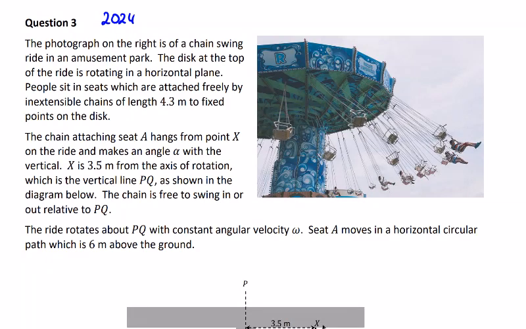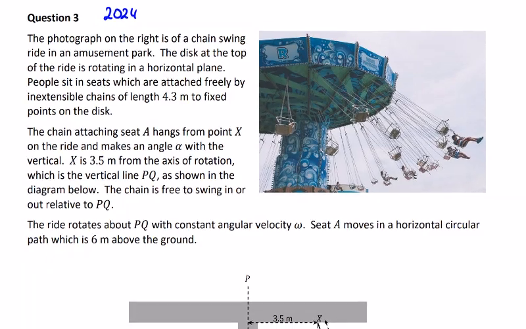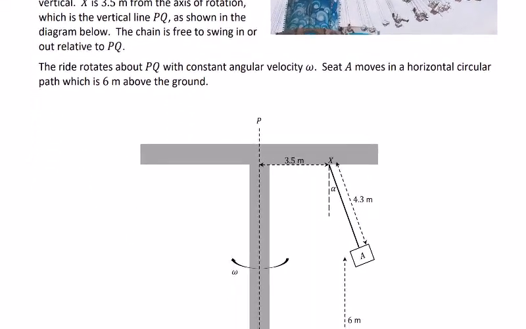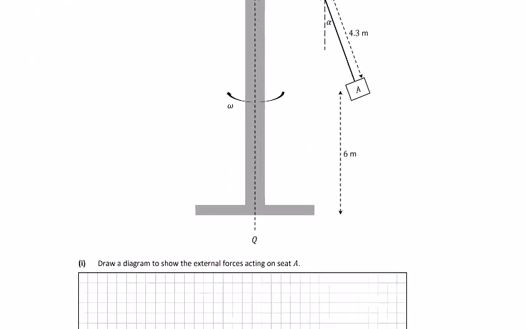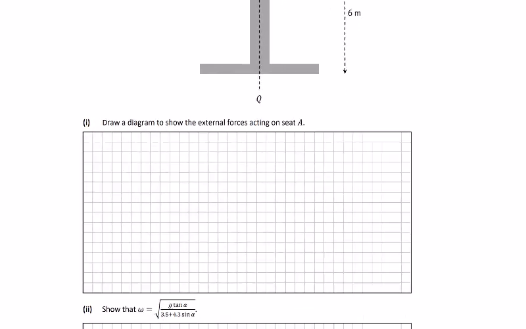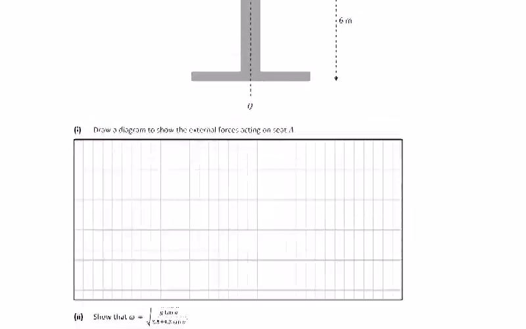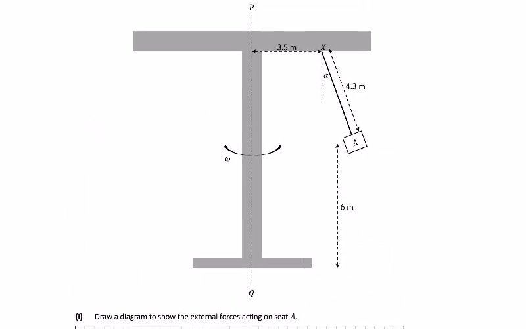2024 question 3 was an angular velocity question leading to this diagram, and we're asked for the forces acting on A and to show that angular velocity is equal to this expression with tan in it. So the forces acting on A here: it's 3.5 away from the center, so we're going to need to add that on when we're looking at the radius. It will be 3.5 plus this distance here, which we'll be able to get in terms of A.